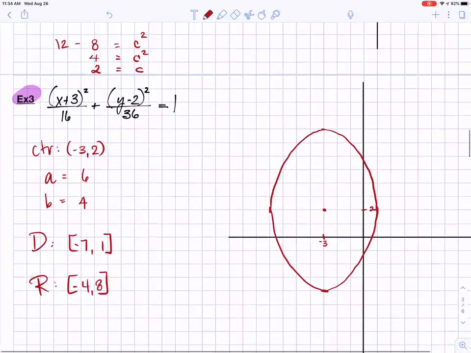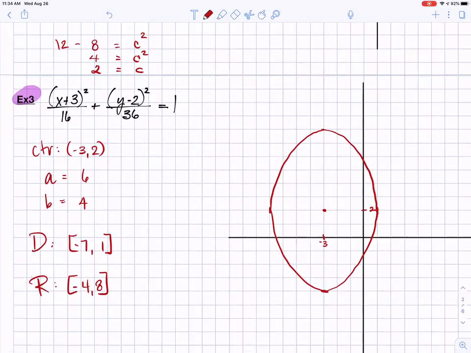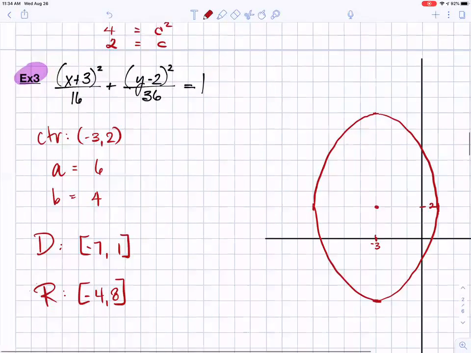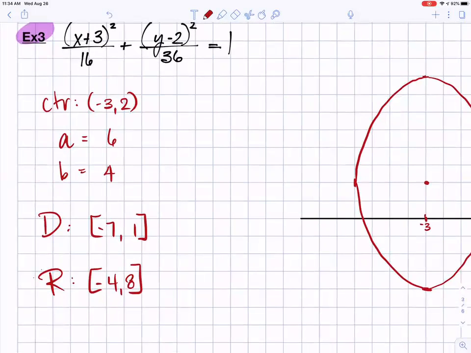I think the only other thing we have to get is our foci. So what are we going to do to get foci? We need little dude, don't we? Little dude is going to be my A squared, 36, minus my B squared, which is 16.